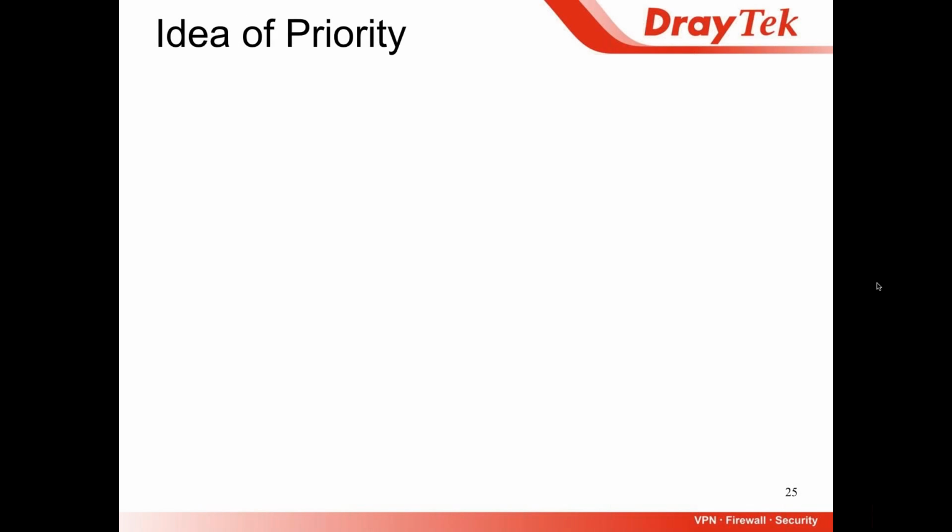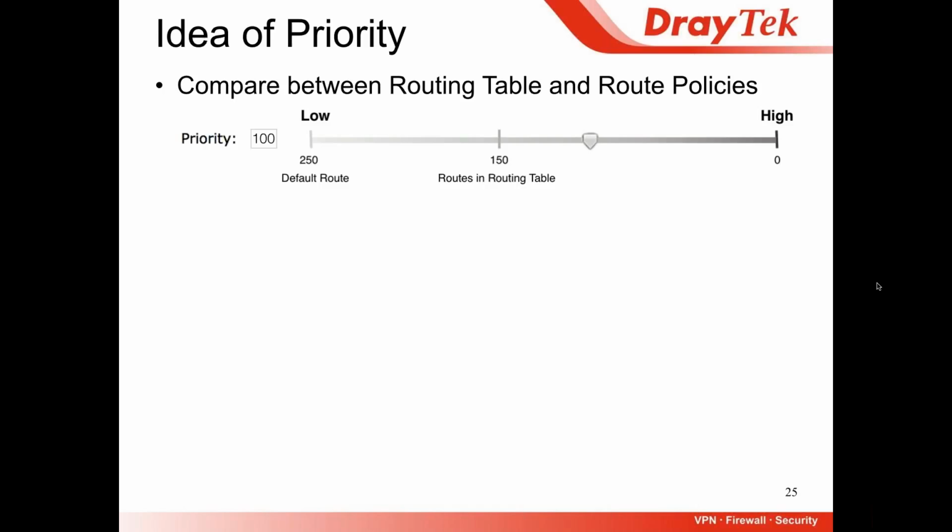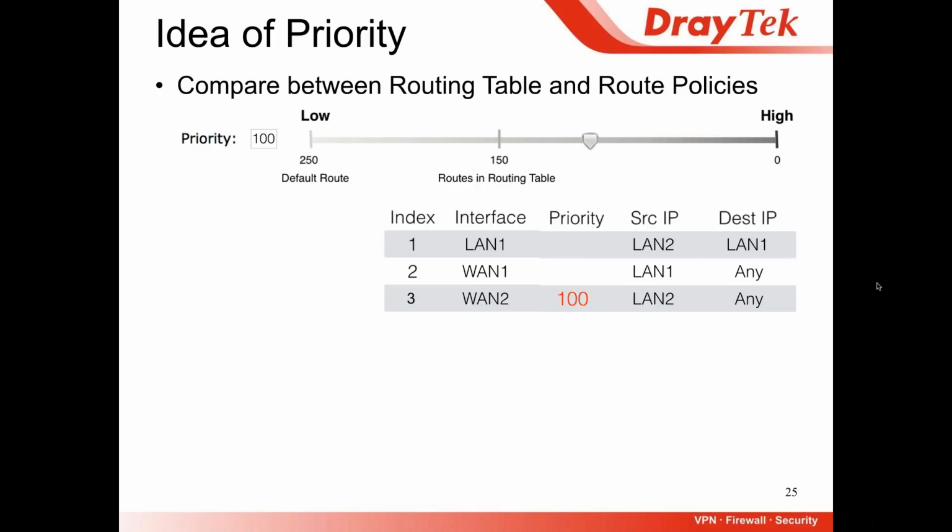And now I'll explain the idea of priority. First, we compare between the routing table and route policies. So imagine we create a policy and give it a priority as 100. Please note that the smaller the number, the higher the priority. So we give it 100. So I make a note here. Also, this is the routing table.